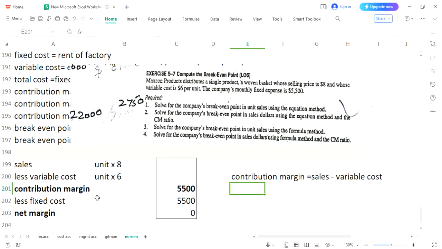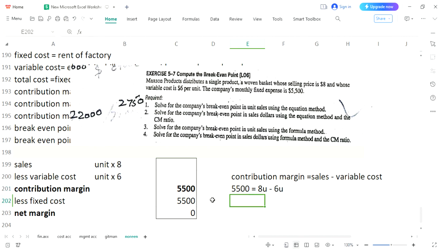Contribution margin answer is available, that is 5500. So put 5500, and then is equal to sales. Sales is this, but still unknown. 8 multiplied by units, we can use U as unit. So total sale is 8U over here. 8 multiplied by unit, for unit we are using U. That means 8U is the sales. And then follow this formula, sale minus variable cost. Variable cost would become 6U.